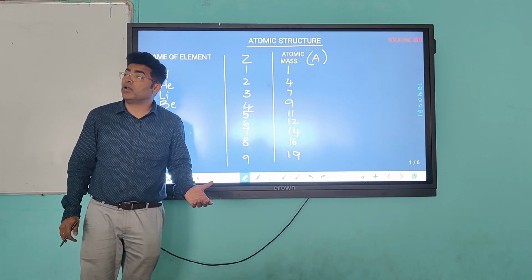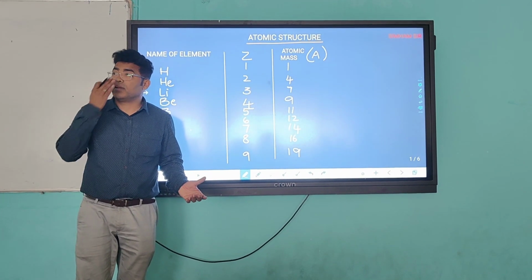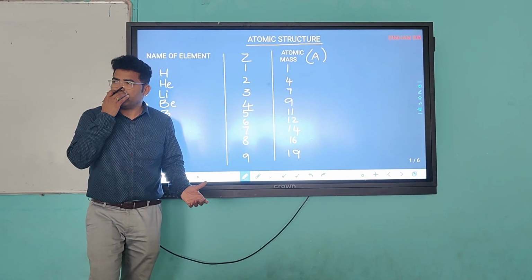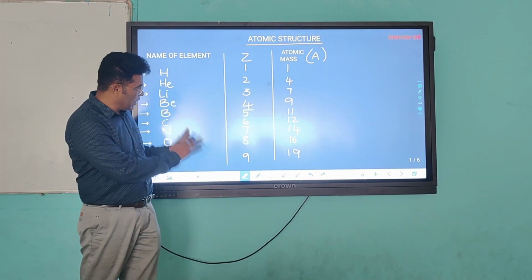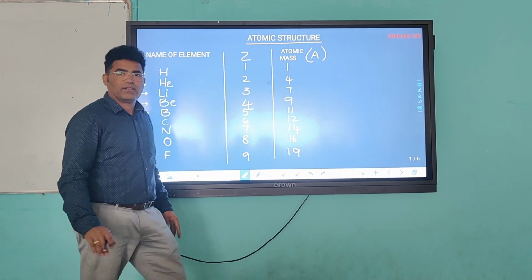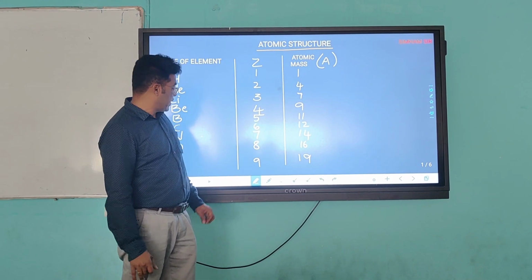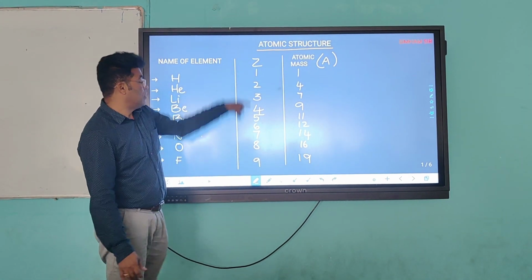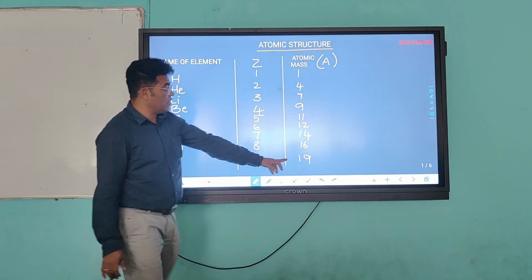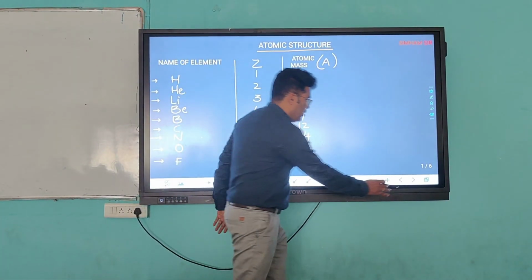Is there any way to remember the names of elements and atomic mass simply, sir? Don't go for any simple technique. Better you learn. Start. Fluorine 9, 19. 9 is the atomic number. 19 is the mass number.